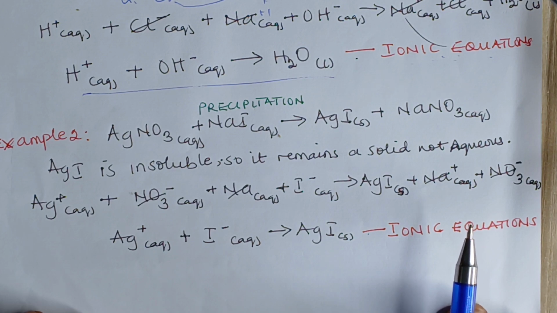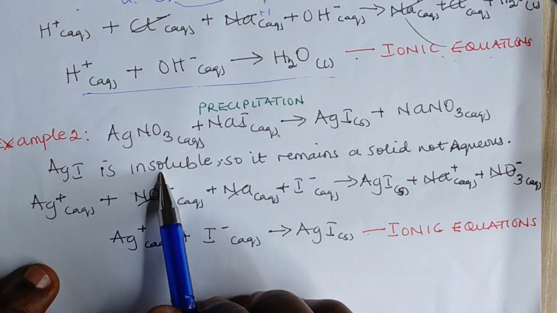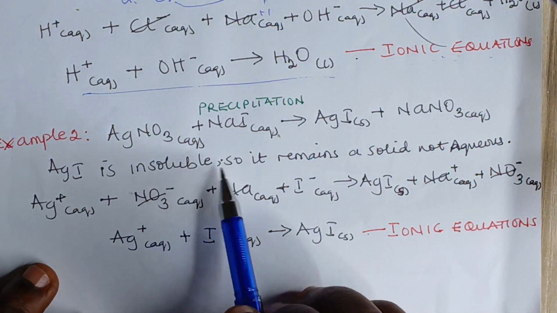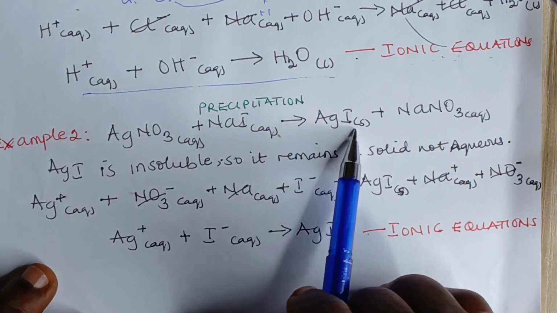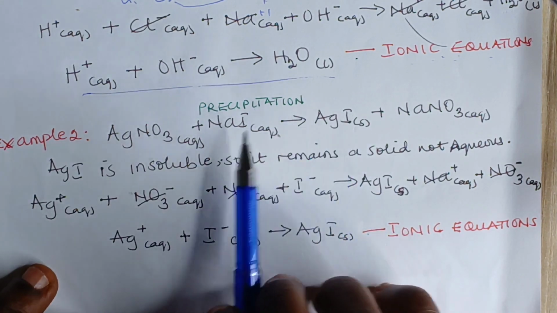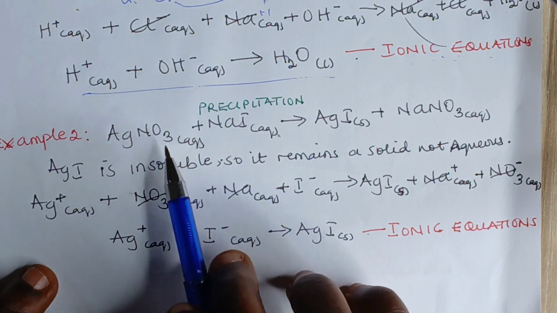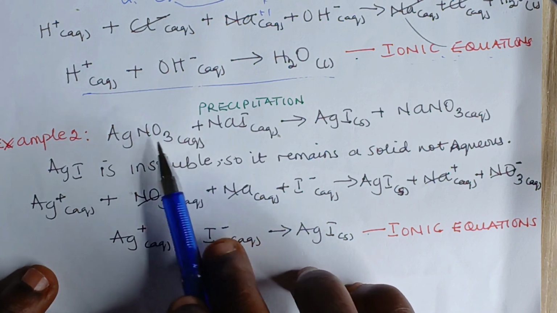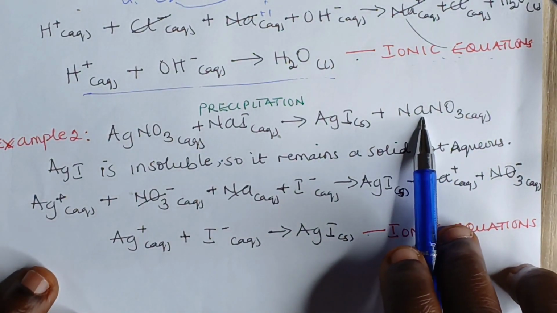and sodium iodide to give silver iodide and sodium nitrate. Silver iodide is insoluble, so it remains a solid, not aqueous. But sodium iodide, because all salts of sodium are soluble, is soluble. Silver nitrate is soluble, and sodium nitrate is soluble.